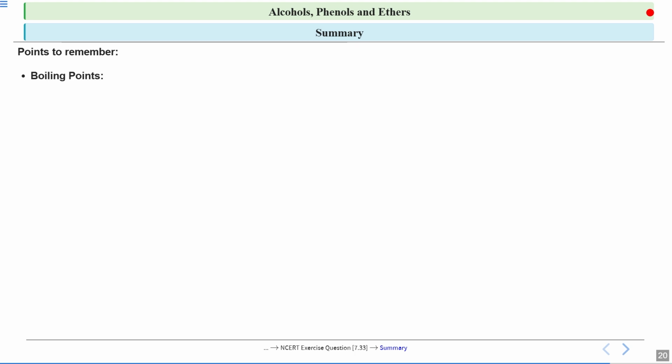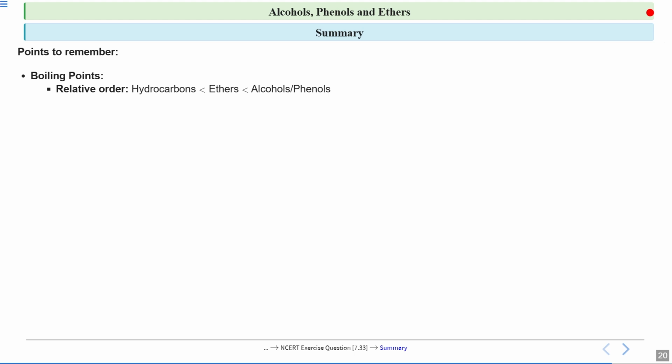We studied the boiling points: the order is that alcohols and phenols have the highest boiling point, then ethers, and then comes the hydrocarbons. Because alcohols and phenols have strong intermolecular hydrogen bonding. The stronger the bonding, the more heat you have to give for the molecules to separate. So the boiling point will be higher.